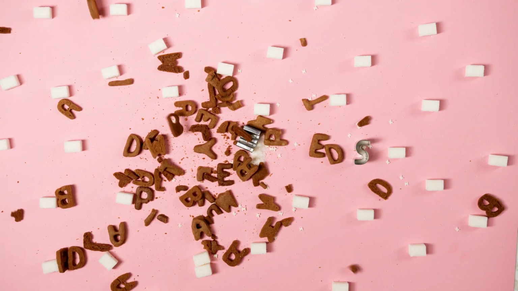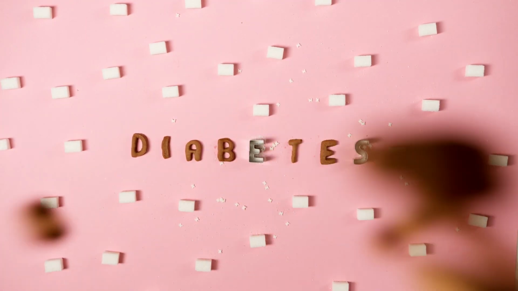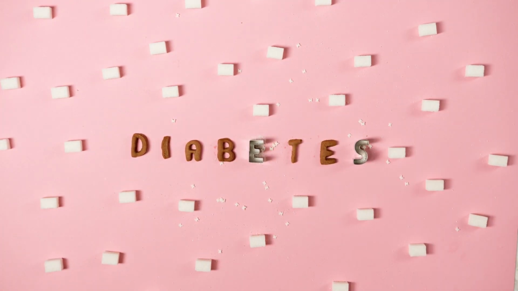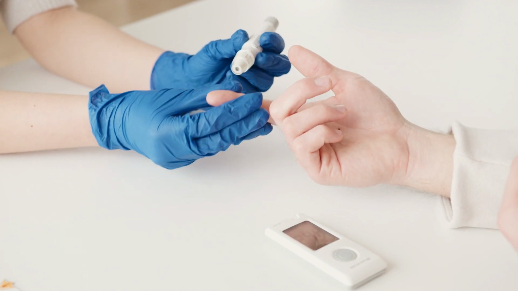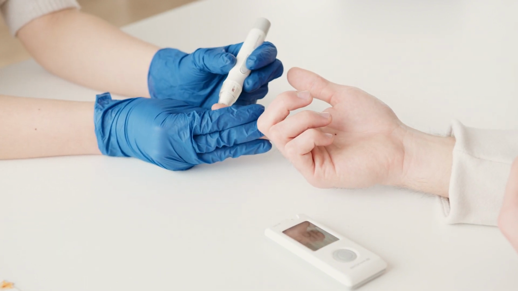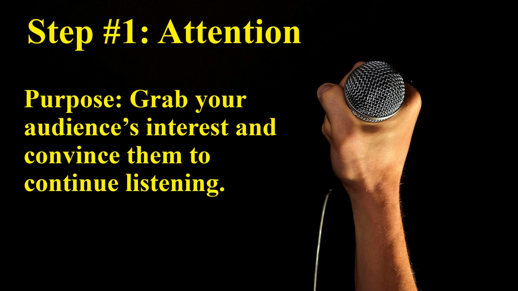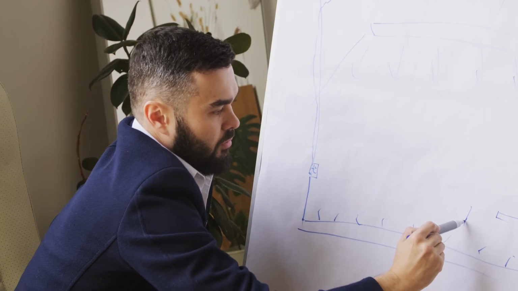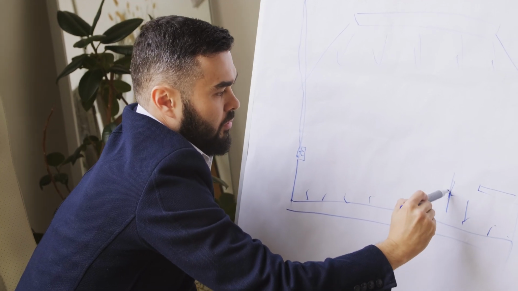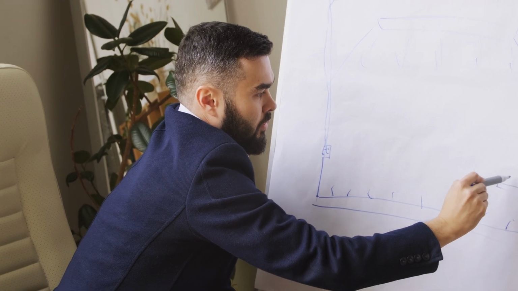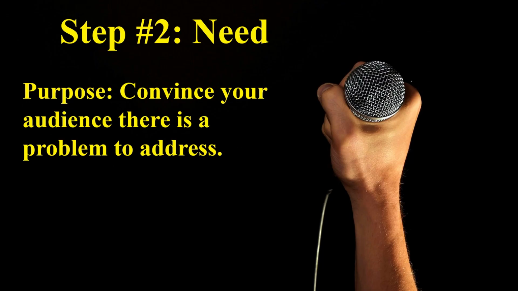Imagine someone is writing a speech about people being tested for diabetes, or some new fancy drug that can test for diabetes. They may start with a shocking statistic to grab our attention. Something like, did you know that 20% of people with diabetes don't even know that they have it? And so when you've grabbed your audience's attention, we move on to the second step, the need step.